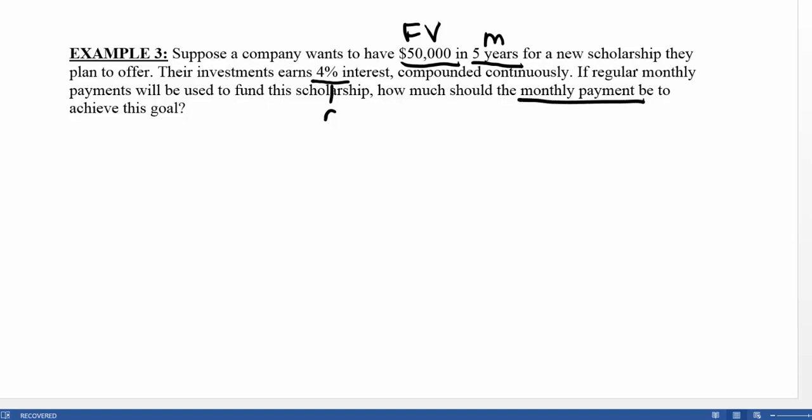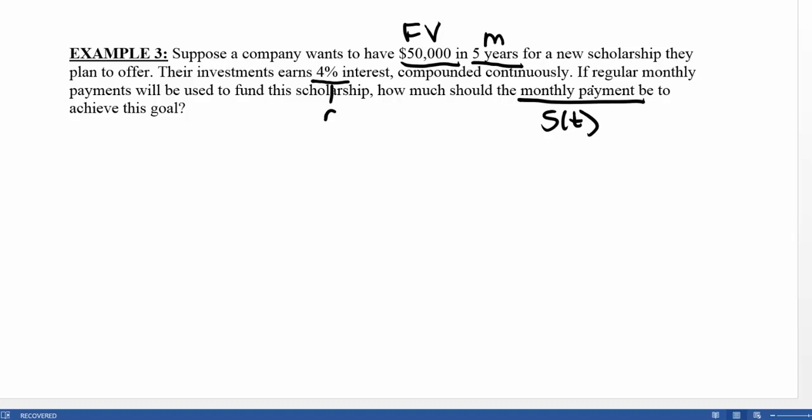Now, there's no mechanism in our formula to give us a monthly payment. However, we do have a variable that will give us the yearly payment. So remember, S of T is your yearly contribution. And if we have that number, we could certainly divide by 12 to get the monthly payment. So ultimately, what we're trying to figure out is S of T. What is our income stream?